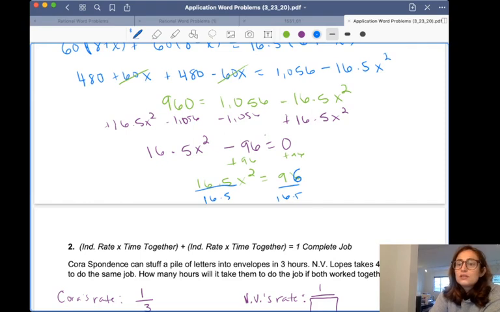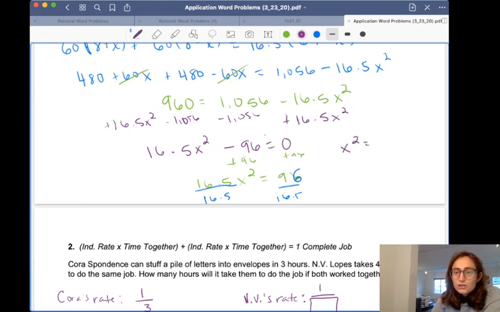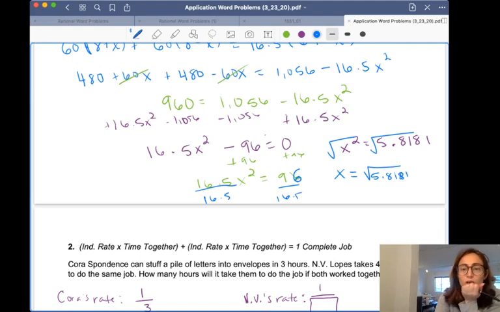Okay, so 96 divided by 16.5. So I have x squared equals 5.8181, which means to get x by itself, I have to do the square root of both of these. So this calculator doesn't do it. Just type in your calculator the square root of 5.8181, and that's going to give you an approximate answer for that one. All right.